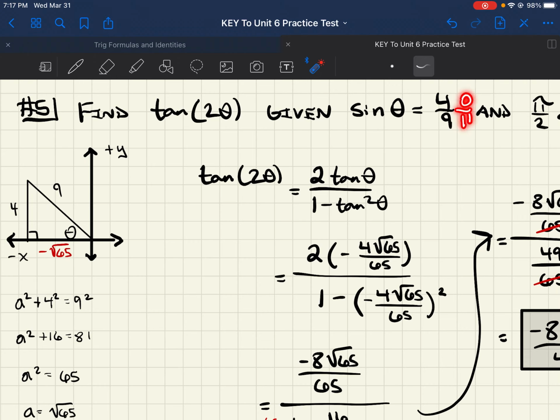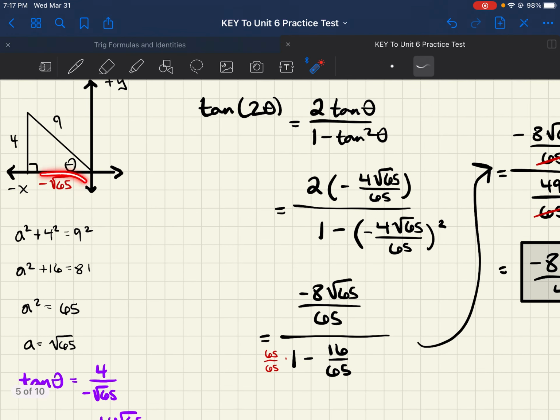Sine is opposite over hypotenuse, so I know opposite of angle theta will be 4. Hypotenuse will be 9. We're going to use Pythagorean's theorem to find this missing leg, which, if you follow the work right here, turns out to be square root of 65. Notice, however, I make the square root of 65 negative, again, because we're on the negative side of the x-axis.